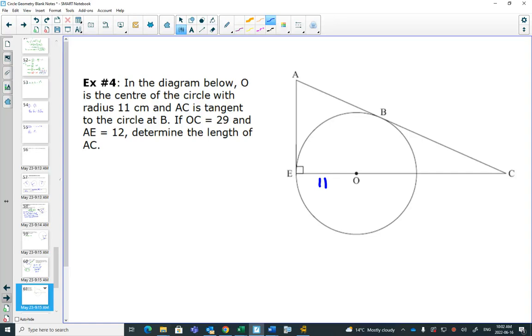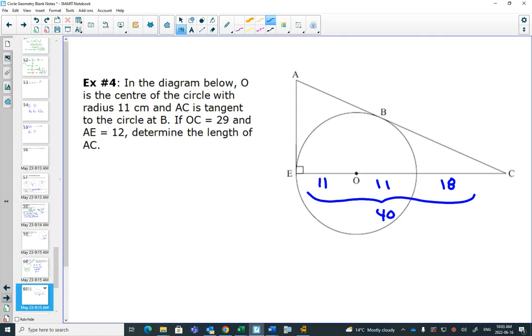They tell us O to C is 29. Oh, how long is this then? So can you see that I could also label this as 11? And then this one is 18? And the whole thing is 40. I'm going to draw that like this. Because I knew this was another radius of 11. And they told me that O to C was 29. 29 minus 11 to get 18. And I now know that the whole length is 40.